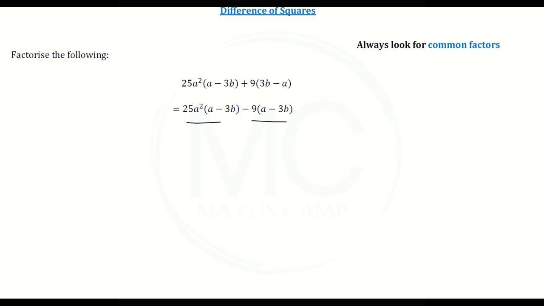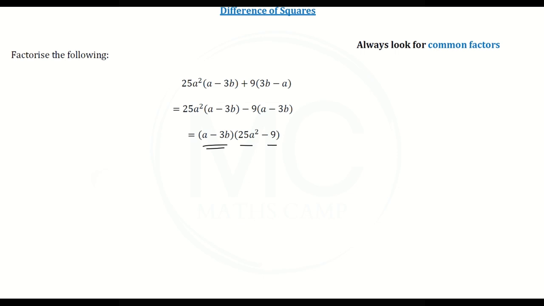Now we have a term over here and a term over here. And each term includes the bracket a minus 3b. So we can take it out as a common factor. So I can say the bracket of a minus 3b. And I'm left with 25a squared in my first term minus the 9 in the second term. Now, a minus 3b, it's not a square. There is nothing else we can do with it, so we're going to leave it as it is. But in the second bracket, we have 25a squared and 9. They are both squares, which means we can further factorize this expression using difference of squares.